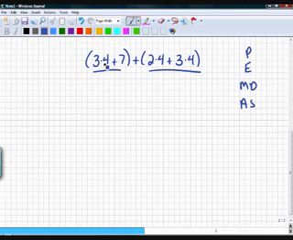Like inside this parentheses, we have 3 times 4 plus 7. What are you going to do first, multiply or add? Multiply. So inside here we have 12 plus 7.